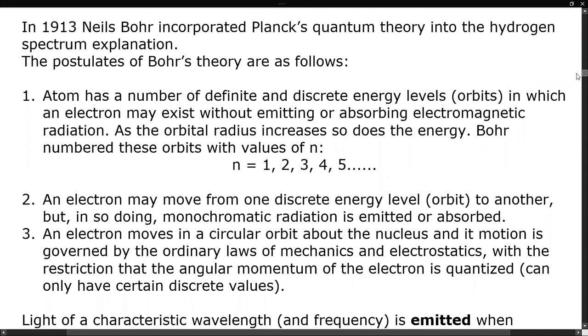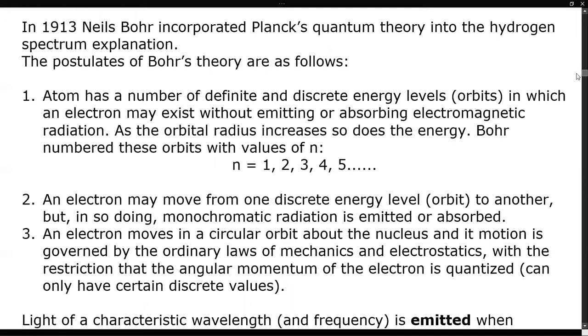Now, Niels Bohr built on Planck's idea of quantum theory. Planck decided that the energy had to be quantized. That means the electrons had certain values to their energies, and so did photons, for that matter. So Bohr said that every atom is going to have a discrete number of energy levels or orbits in which the electron may exist without emitting or absorbing electromagnetic radiation.